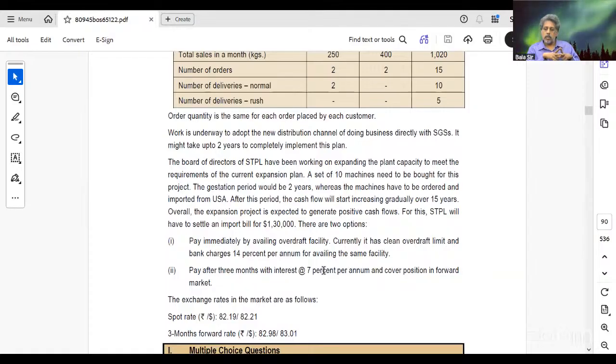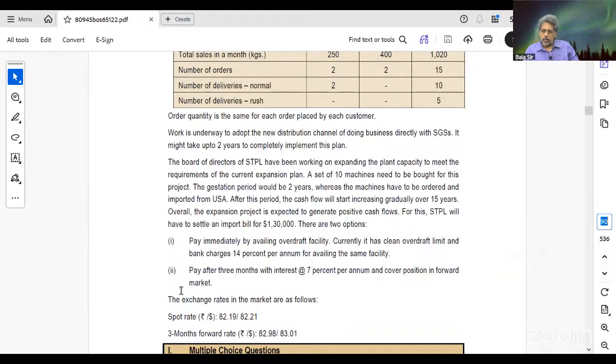Option 2, pay after 3 months with interest at 7% per annum and cover position in forward market. Because you are the importer, you can pay the supplier after 3 months. The only thing is you have to pay 7% per annum interest on $130,000, and make the payment after 3 months. Because you have a payment after 3 months, you can enter into a forward contract. Now, should the company pay the money today by arranging an overdraft, or pay the supplier after 3 months with 7% interest and enter into a forward contract? Now read the rates given.